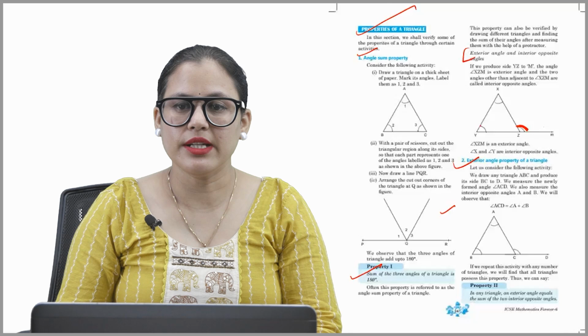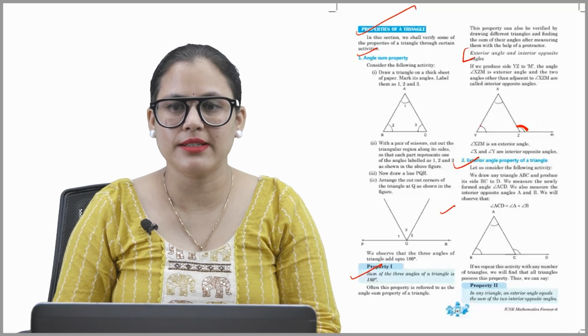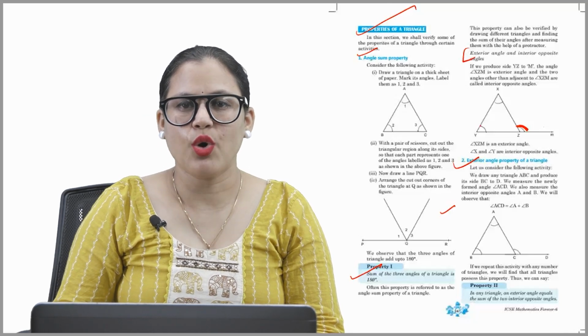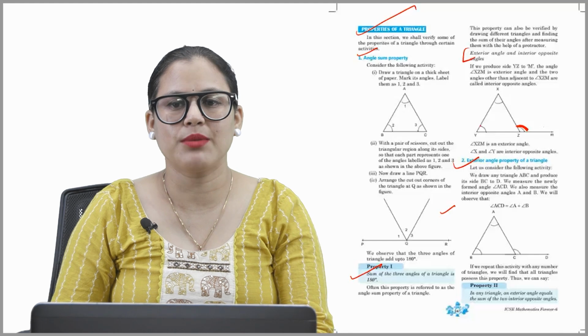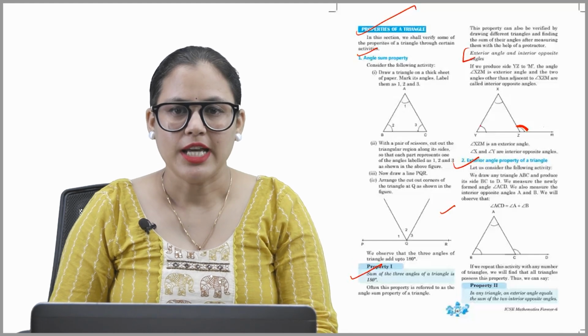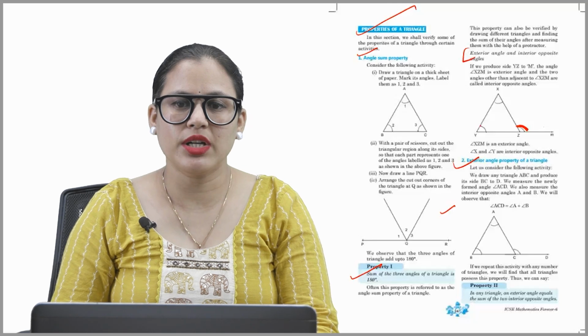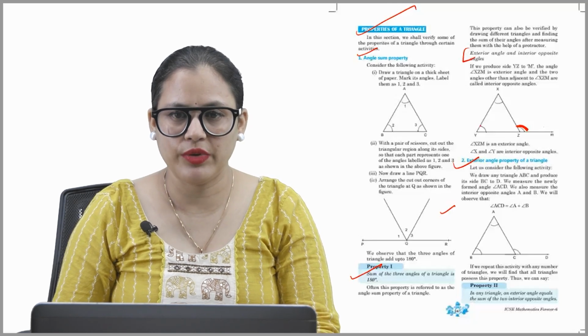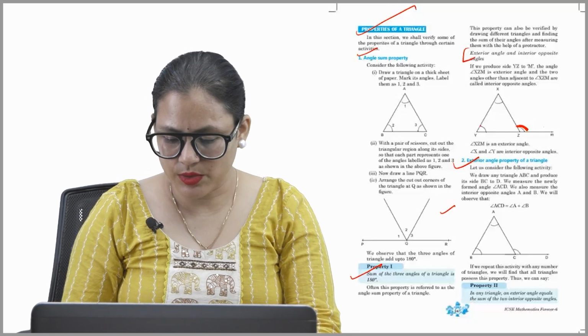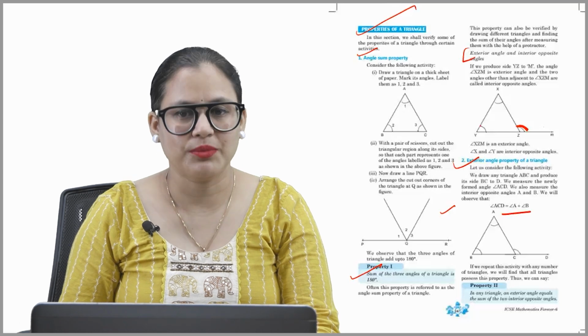Number 2, exterior angle property of a triangle. Let us consider the following activity. We draw any triangle ABC and produce its side BC to D. We measure the newly formed angle ACD. We also measure the interior opposite angles A and B. We will observe that angle ACD is equal to angle A plus angle B.